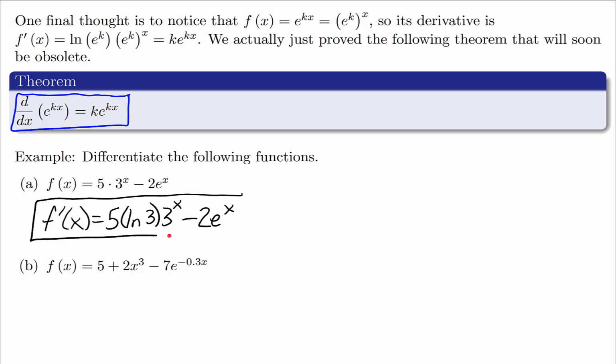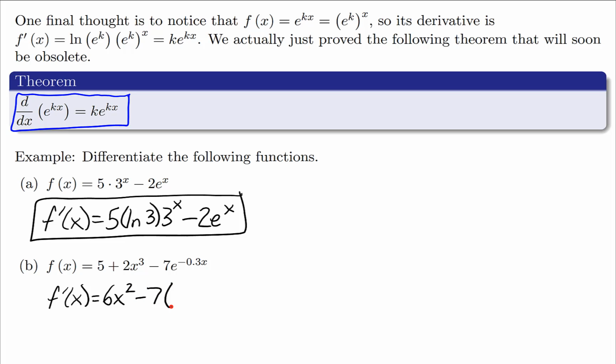So we get a quick answer from following those rules. The next one, when we take the derivative of 5, that's 0, so it goes away. When we take the derivative of 2x cubed, the 3 is going to come to the front and give us a 6, and then we have an x, subtract 1 from the power to get squared. Then we have minus 7.